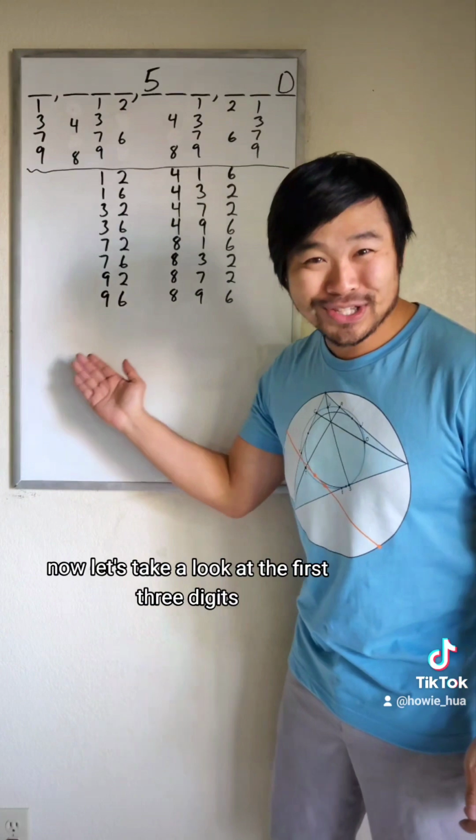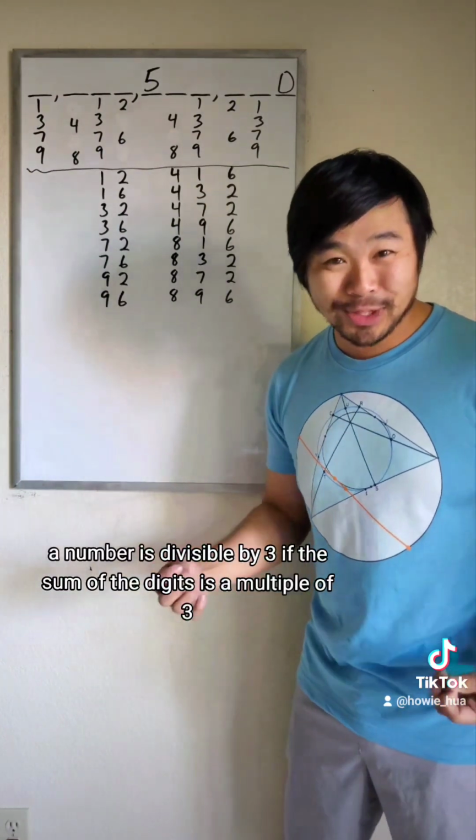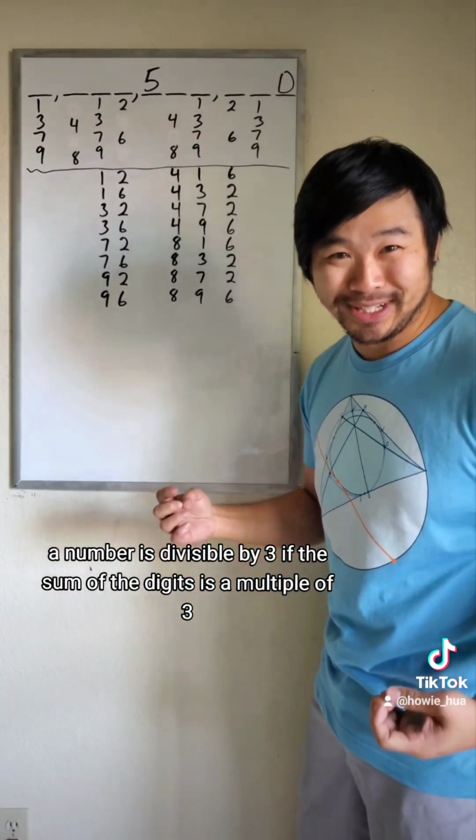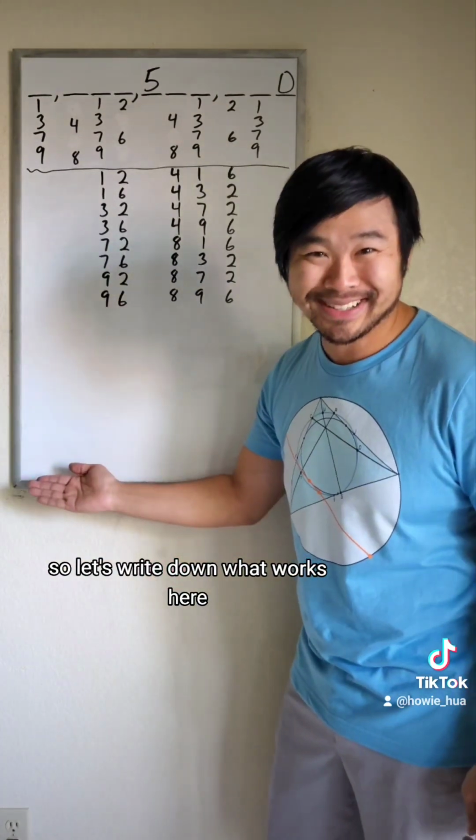Now let's take a look at the first 3 digits. A number is divisible by 3 if the sum of the digits is a multiple of 3. So let's write down what works here.